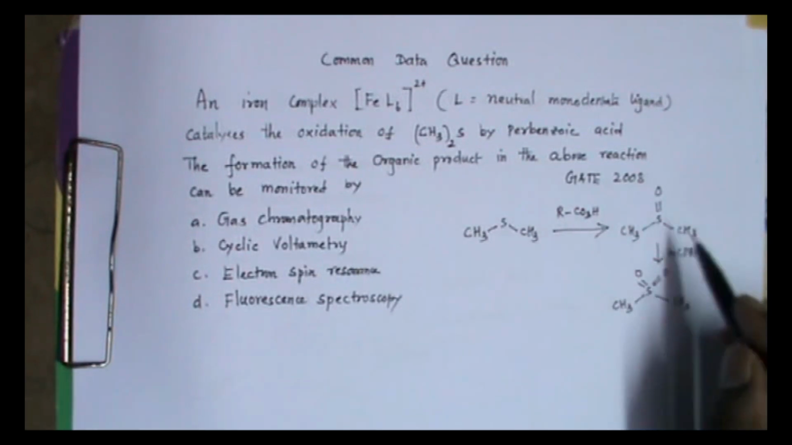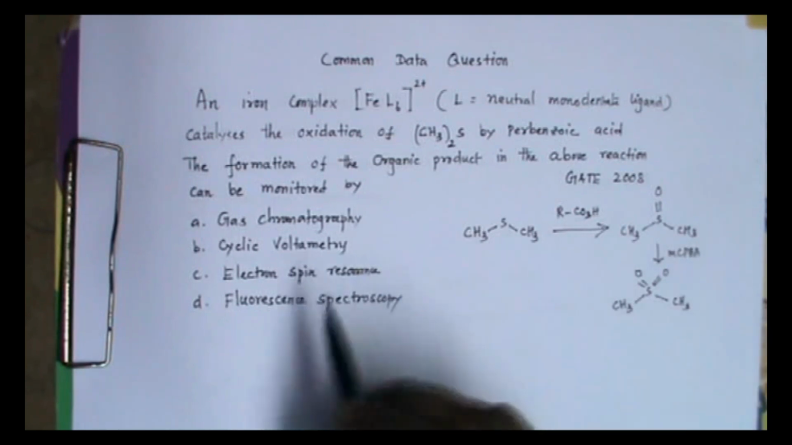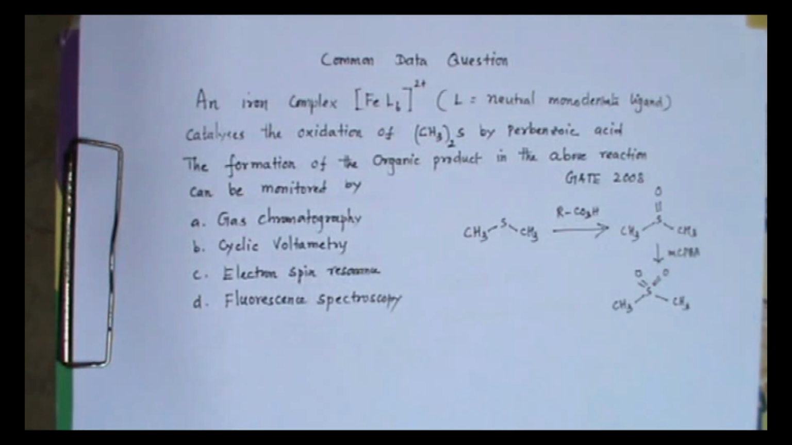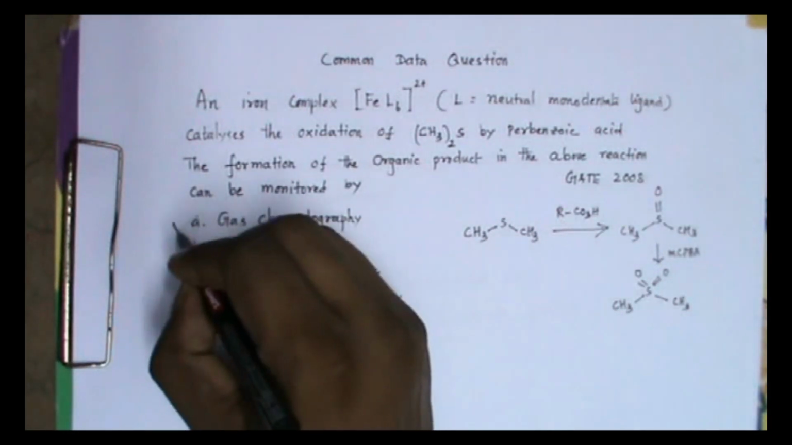The formation of this product can be confirmed or monitored by: first one, gas chromatography; second one, cyclic voltammetry; third one, electron spin resonance; fourth one, fluorescence spectroscopy. So it is very simple. You can go for gas chromatography.